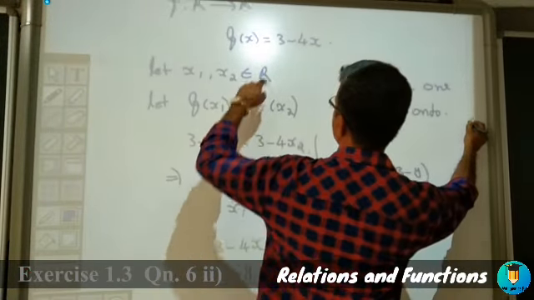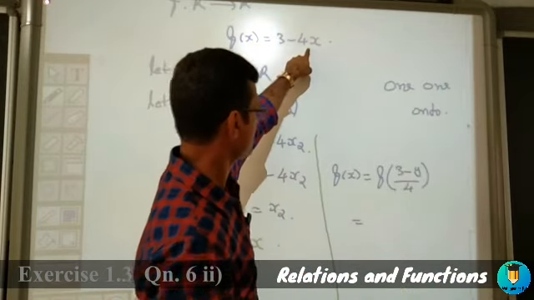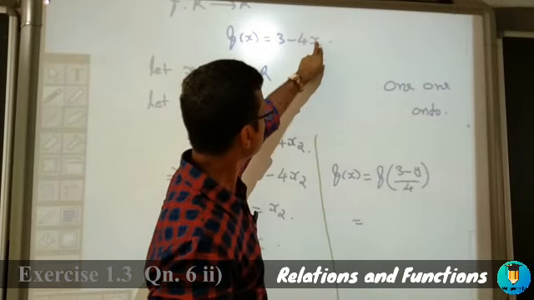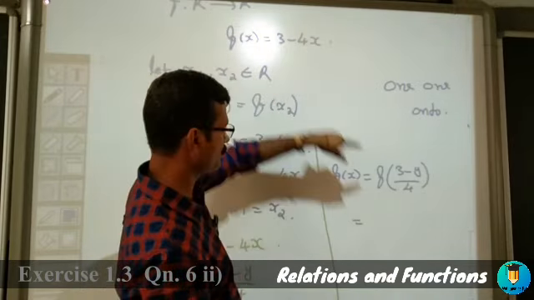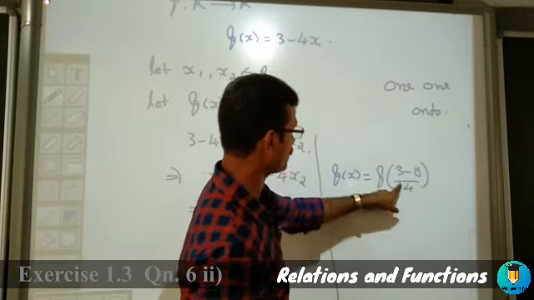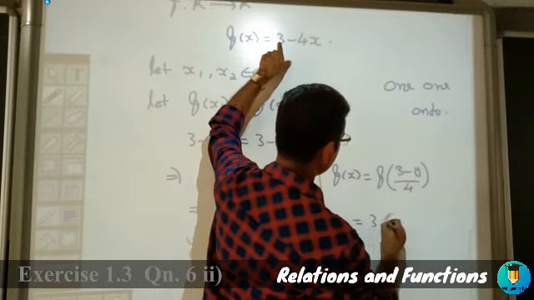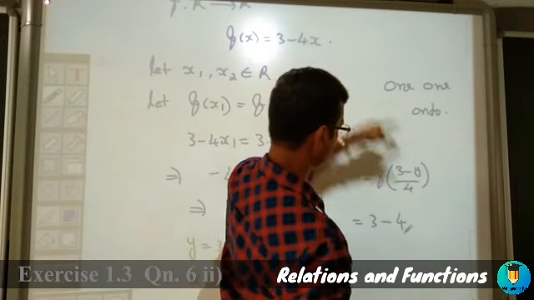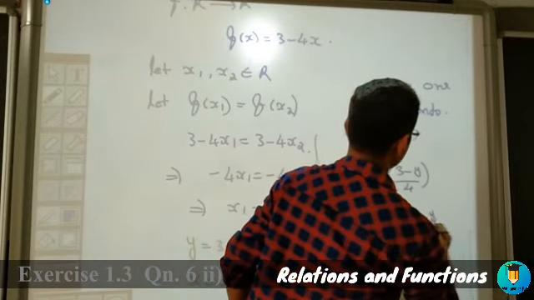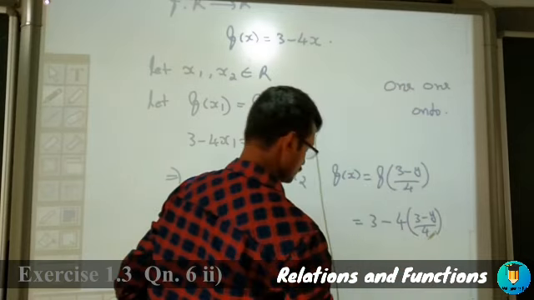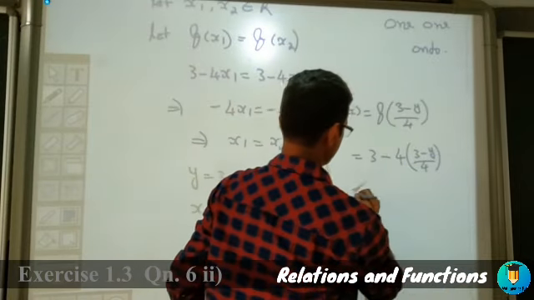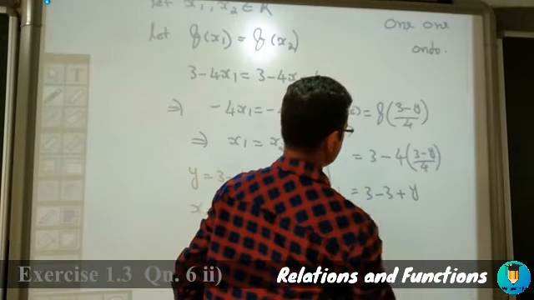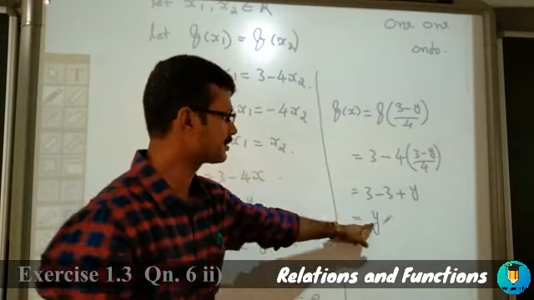Our f(x) is 3 minus 4x. So now in place of this x, if you put something else, I will put the same thing. So I am doing that. So f of (3 minus y) by 4 is equal to 3 minus 4 into this x. I will replace it with (3 minus y) by 4. I'll simplify: 3 minus 4 cancel. Minus 3 plus y, so ultimately it is y. f(x) is equal to y.